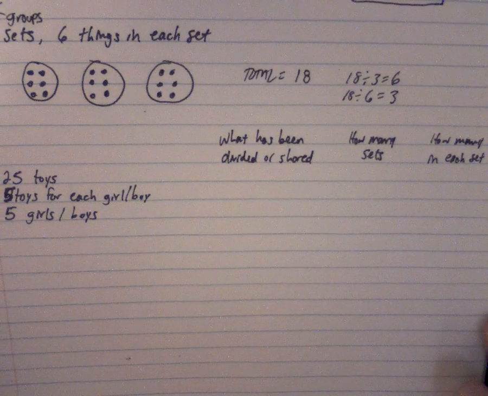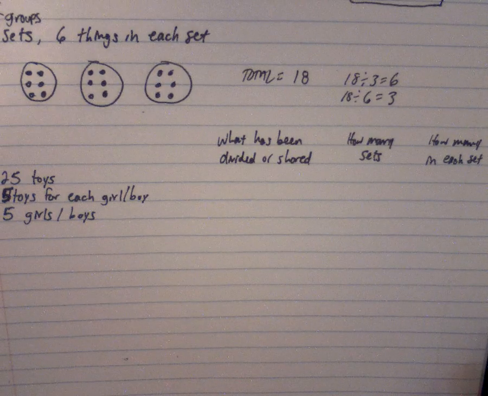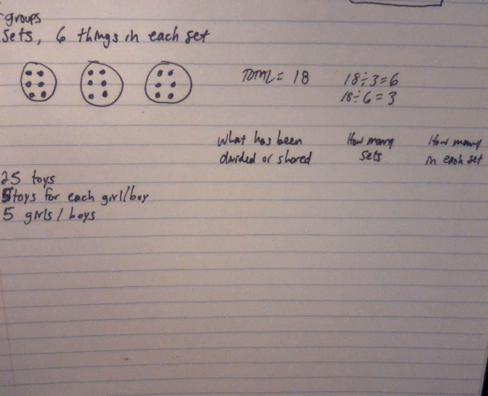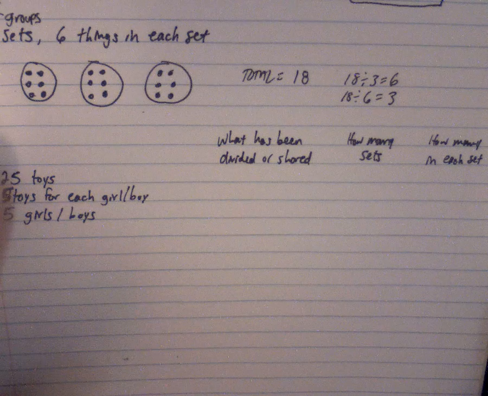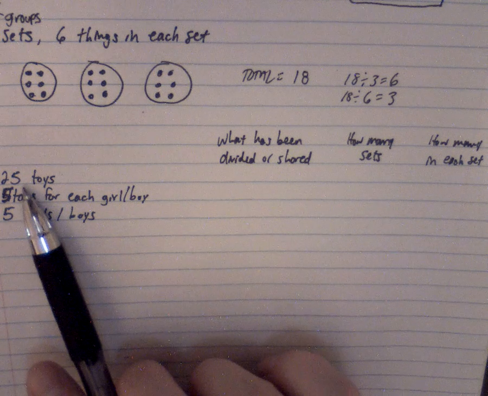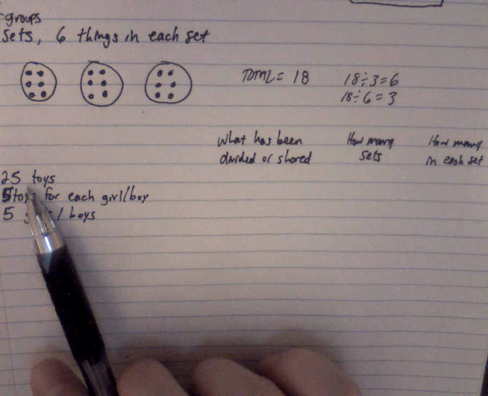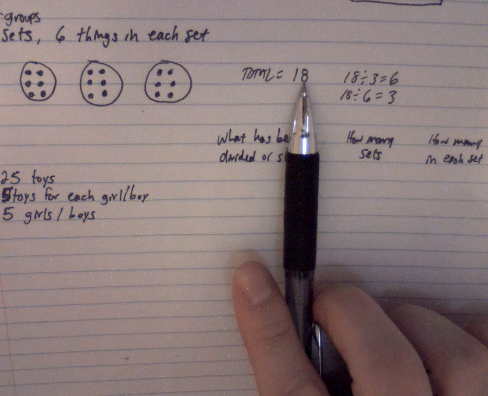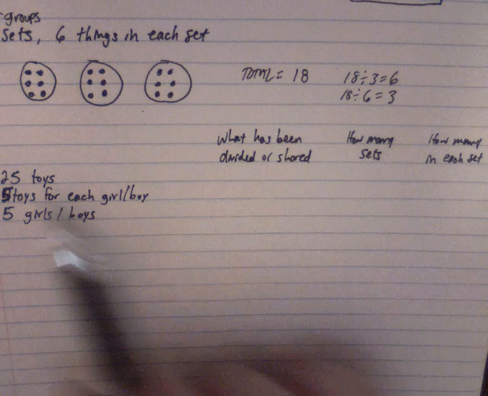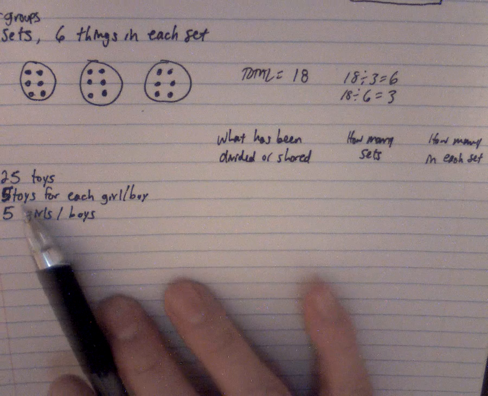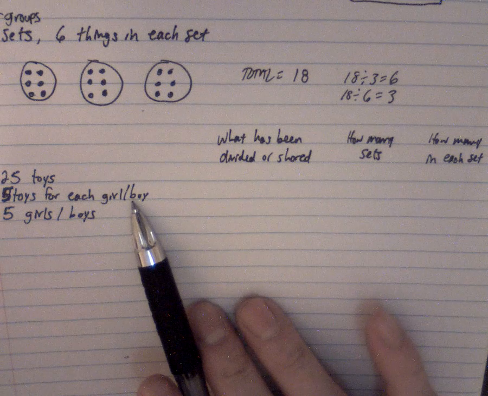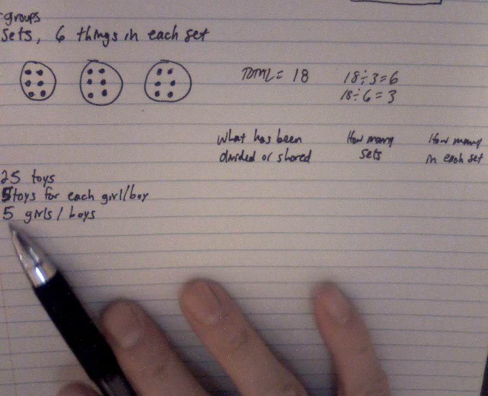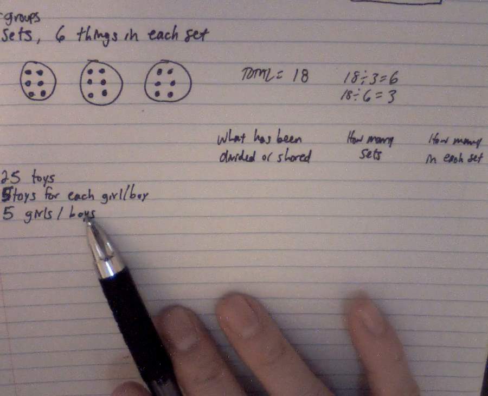So what we're going to do is take a look. You're going to see a graph in your book. You're going to see a table, and you're going to see something like this. This is kind of our problem. We have 25 toys, kind of like what I said here when we had 18 things in total. So we have 25 toys, 5 toys for each girl or boy, and there are 5 girls or boys.